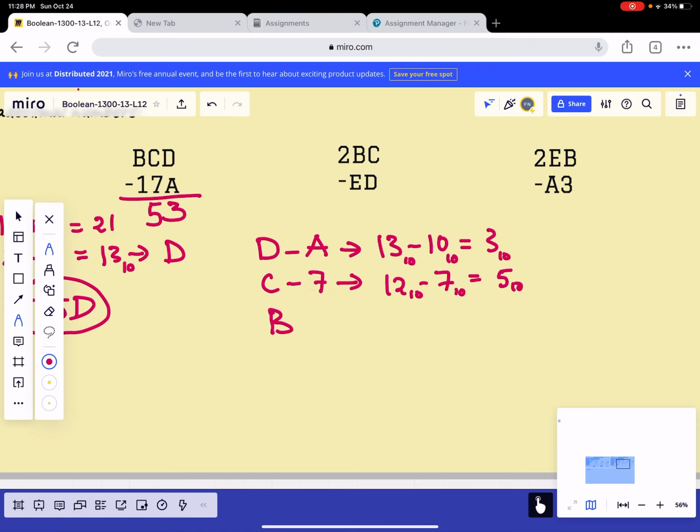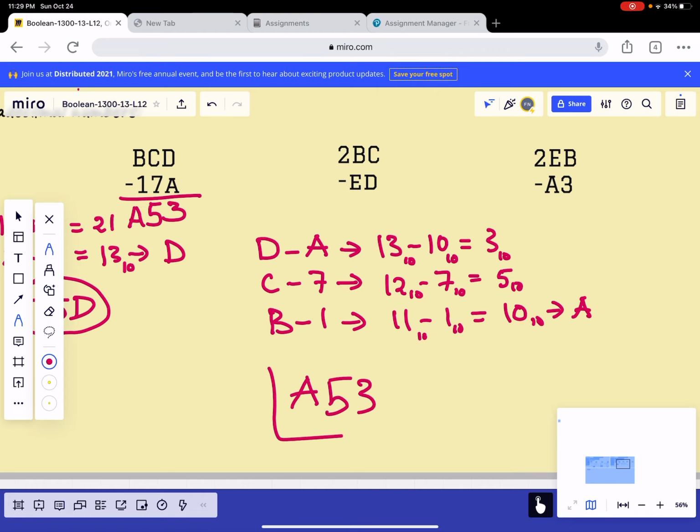And B minus 1. So you know the AB, so B is 11 minus 1 equal 10, and 10 means letter A. So B, and before B is A, you know that. So this is A. So the answer is A53. A53 for the answer.